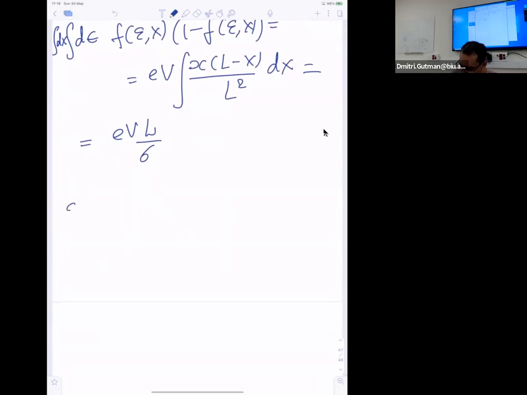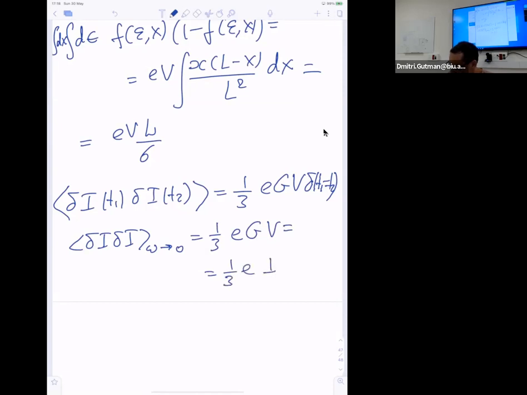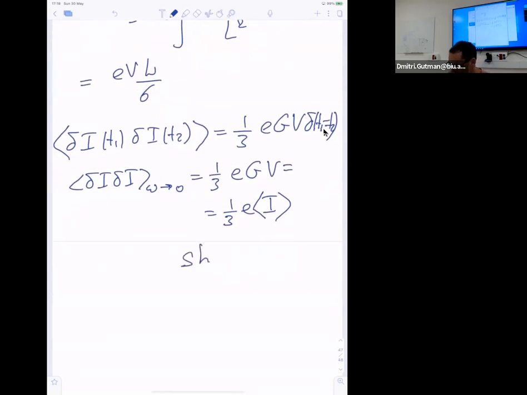And therefore, the current correlation function will be equal to 1/3 eG times the delta function δ(t1 − t2). And in the Fourier representation, it will be equal to 1/3 eGV, or in other words, 1/3 e times the mean value of electric current. And this is shot noise.